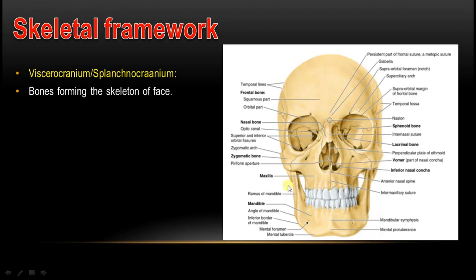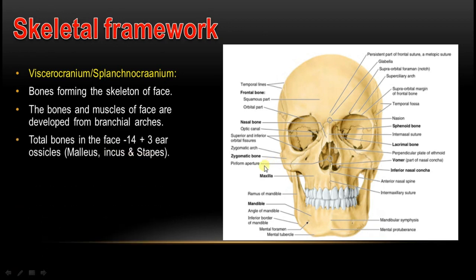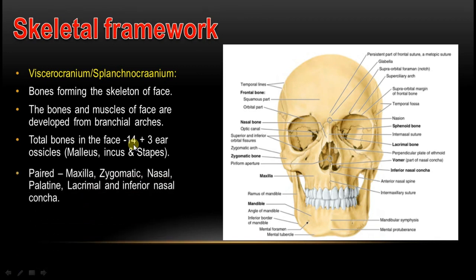The bones of the face are mainly 14 bones. Plus you also see 3 ear ossicles present inside the middle ear, that is the malleus, incus and stapes. So, excluding these 3 ear ossicles, you have 14 bones which form the facial skeleton. Again, you have both paired bones as well as unpaired bones.